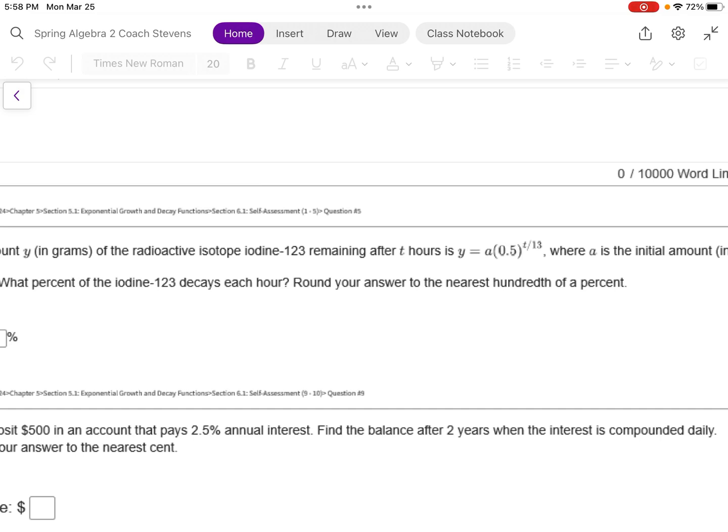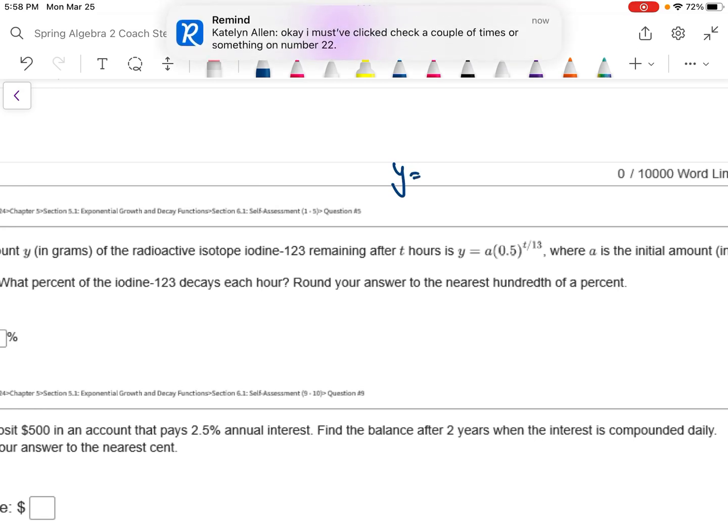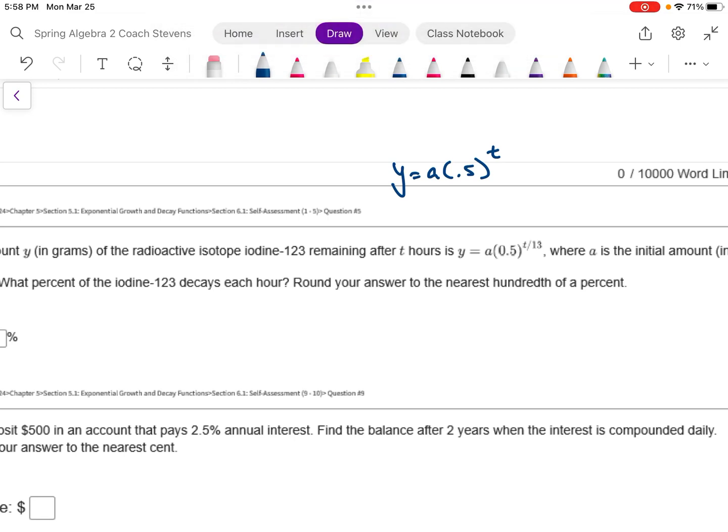If on an exponential growth or decay problem, we had y equals a times 0.5 to the t power, we would say that our decay factor is 1/2 or 0.5. But that's when it's just plain old t up there. We have t over 13. So what we need to think about is how I can rewrite that with the exponent laws.